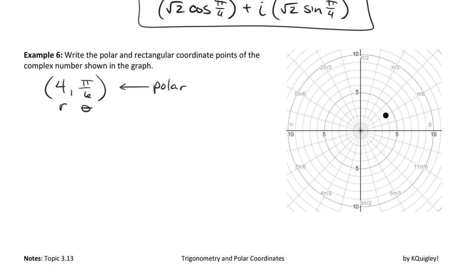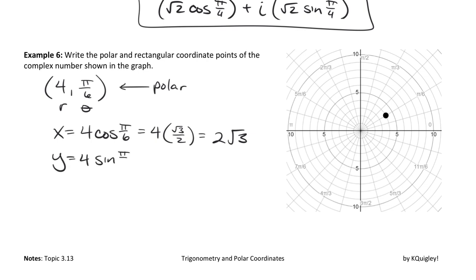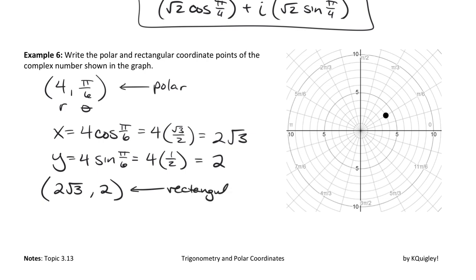If we're trying to switch it into rectangular, so we know the rectangular coordinates, this is when we will use x equal to r cosine of theta, which is 4 times square root 3 over 2, which, yes, reduces to 2 square root 3. And y equal to 4 times the sine of pi over 6, which is 4 times 1/2, which is 2. We then have our rectangular coordinates, which is 2 square root 3, comma 2. That's the rectangular.